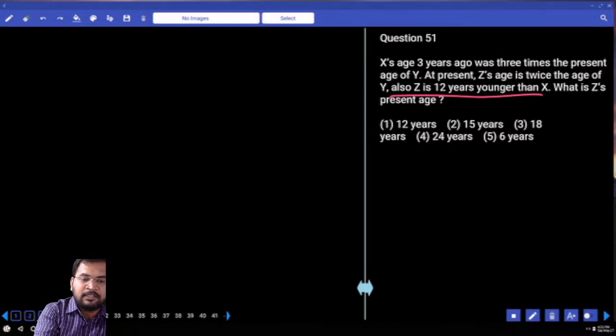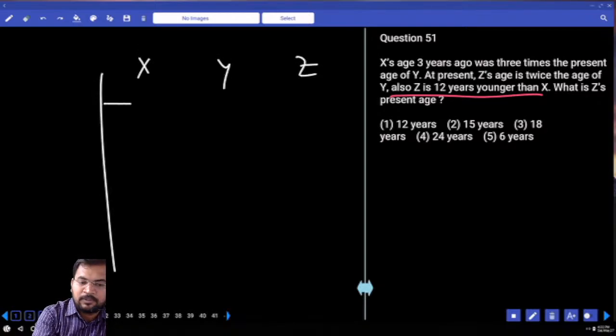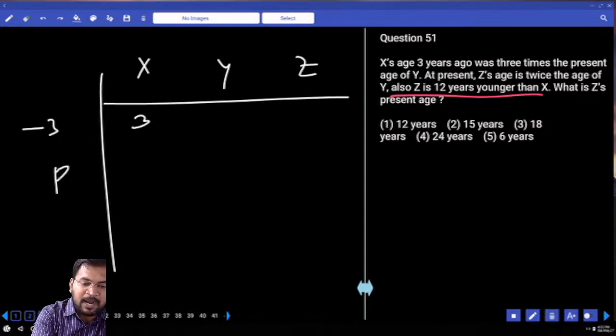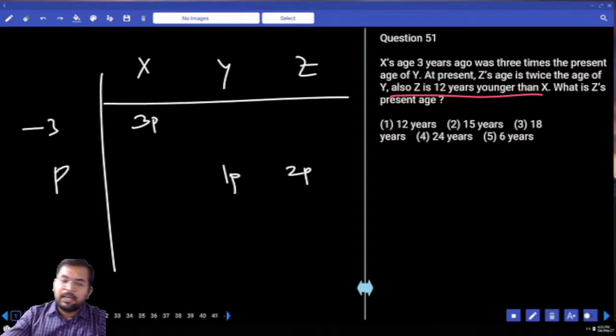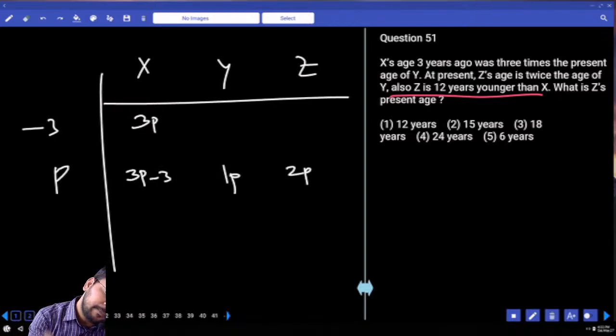Now see here, X, Y, Z. 3 years ago, present. This is 3 parts. Let's take 3 parts as 3p. Are you clear? Present age of X is what? 3p minus 3, no, 3p plus 3.